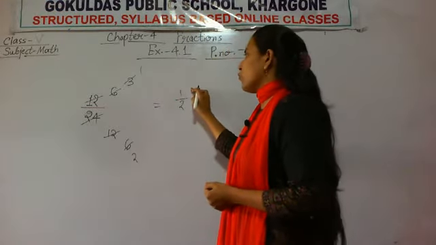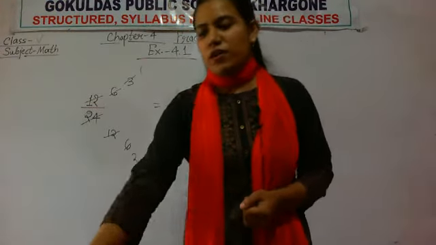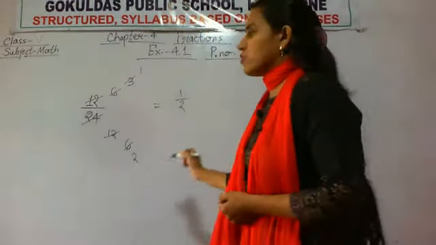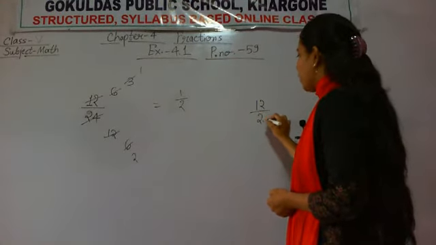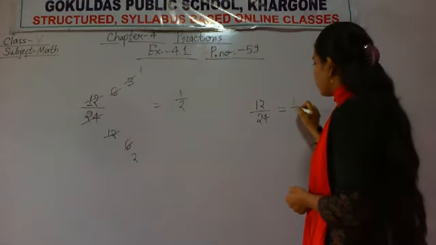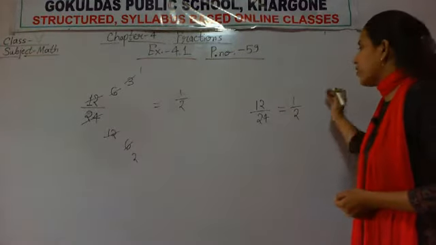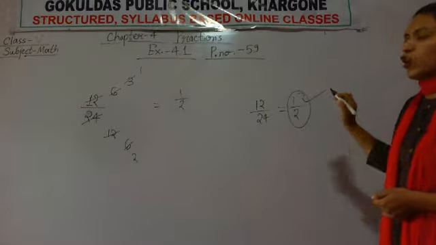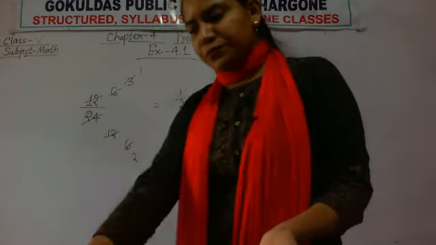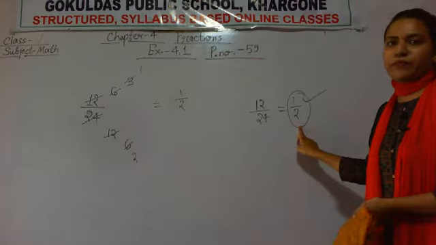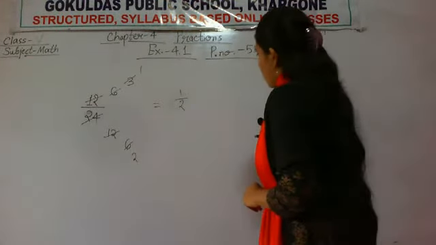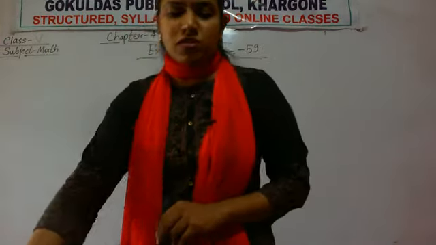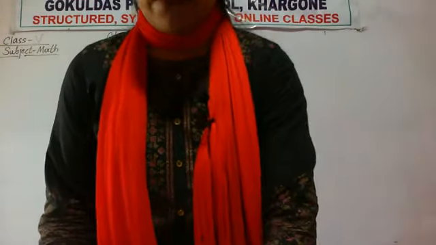So 1 by 2 is its lowest form. 1 by 2 is the lowest form of 12 by 24, which means 12 by 24 is equal to 1 by 2. Now we cannot solve it further. So how to get this lowest form? In today's class we are going to learn how to reduce a number to its lowest form.